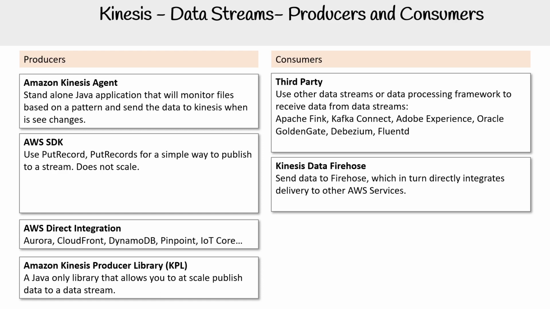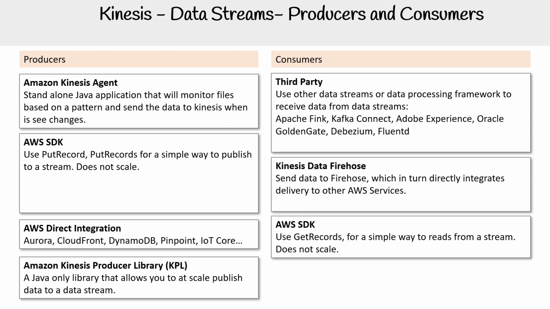Then you have Kinesis Data Firehose, and this is a great option when you want to send to a lot of services. We'll cover what those services are in the Data Firehose section, but the idea is that you can send it to Data Firehose, and they can send it to S3, Redshift, and a lot of other stuff. You can use the SDK to read records using get records. Not for scale, so great for learning, but not for scale.